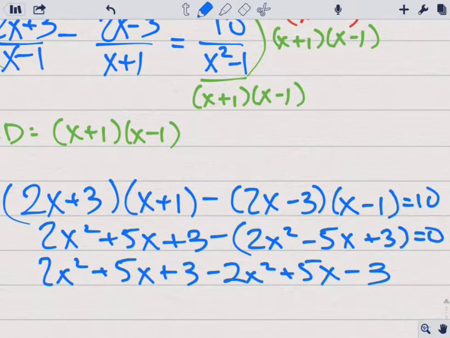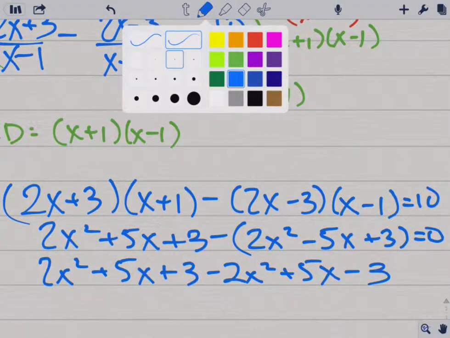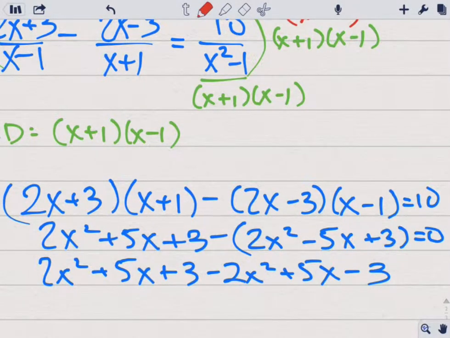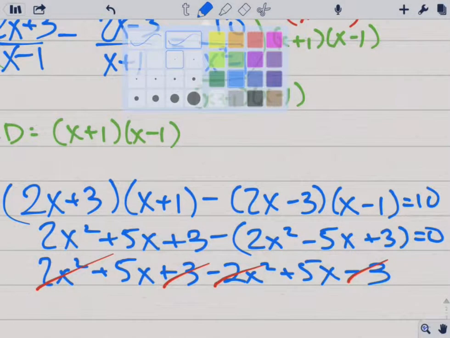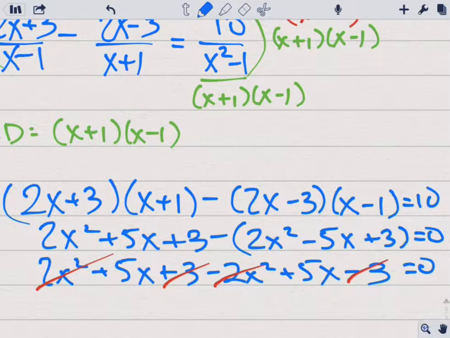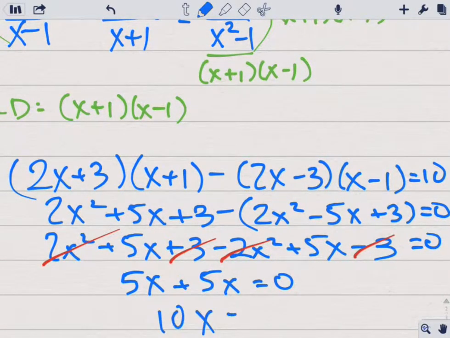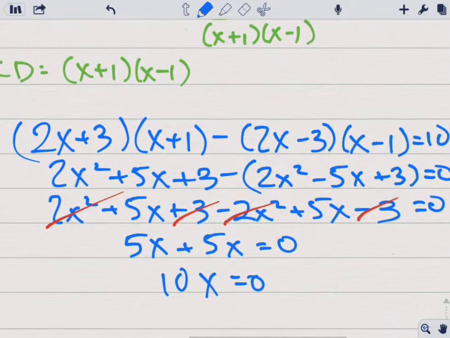Okay, what cancels? Let's look at it. Alright, so I get what? 2x squared, negative 2x squared, positive 3, negative 3. So I get 5x plus 5x equals 0. 10x is equal to 0. Says x is equal to 0.